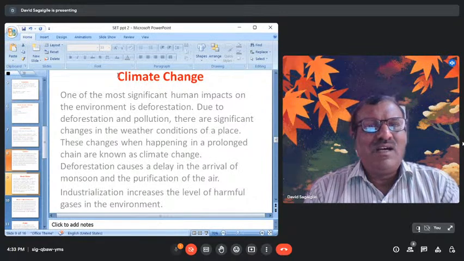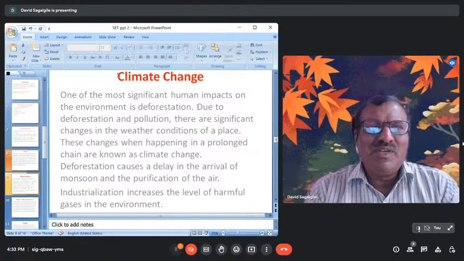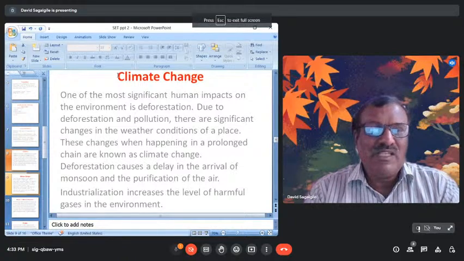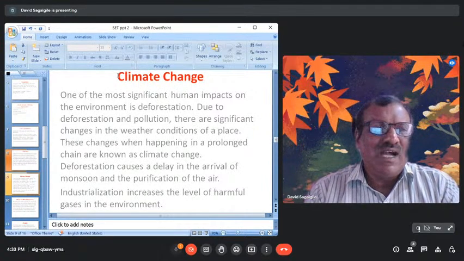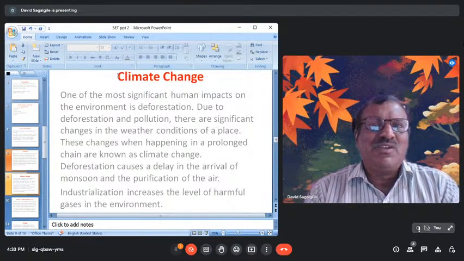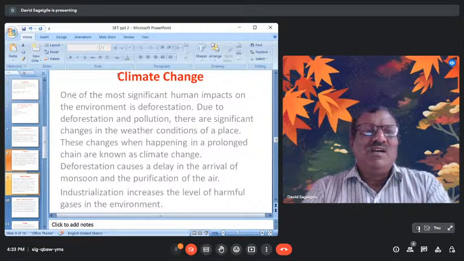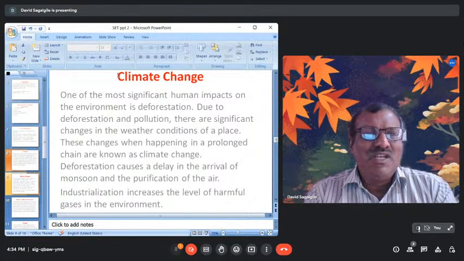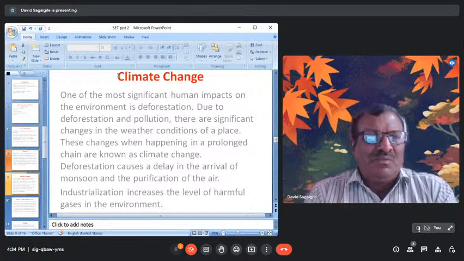You must have heard about our capital city, Delhi, that there is so much pollution in Delhi, isn't it? Now, why is this pollution caused? It is not only caused because of the vehicles or the cars and the motorcycles that are moving in Delhi, or because of the dense population. It is because in the surrounding areas like Punjab and Haryana, after the farmers harvest the crop, they set their fields on fire. So the smoke and the pollution that is caused moves on to the capital city of Delhi, because of which Delhi is the most polluted city in India, and so many people are falling sick, so many people are having health issues. These changes, when happening in a prolonged chain, are called climate change.